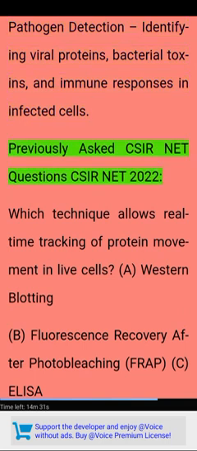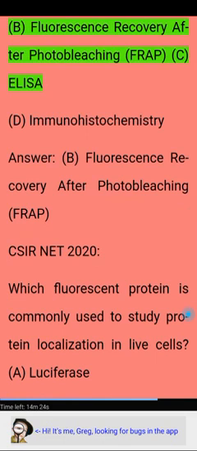Previously asked CSIR NET question, CSIR NET 2022. Which technique allows real-time tracking of protein movement in live cells? A. Western blotting. B. Fluorescence recovery after photobleaching (FRAP). C. ELISA. D. Immunohistochemistry. Answer, B. Fluorescence recovery after photobleaching (FRAP).